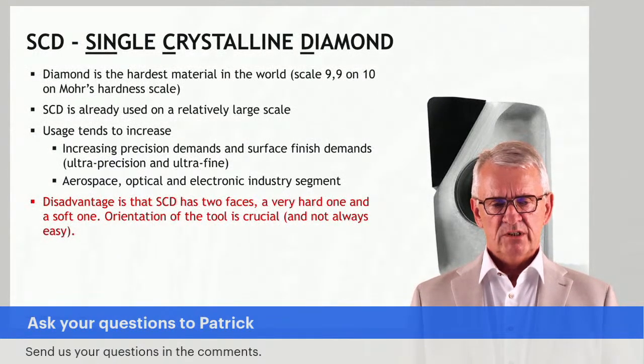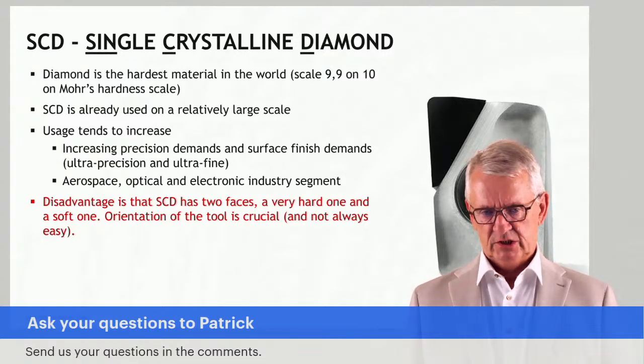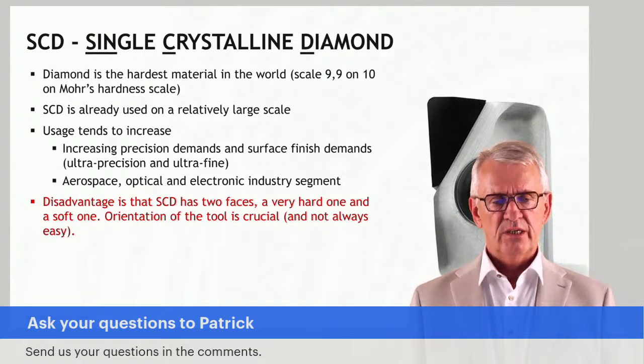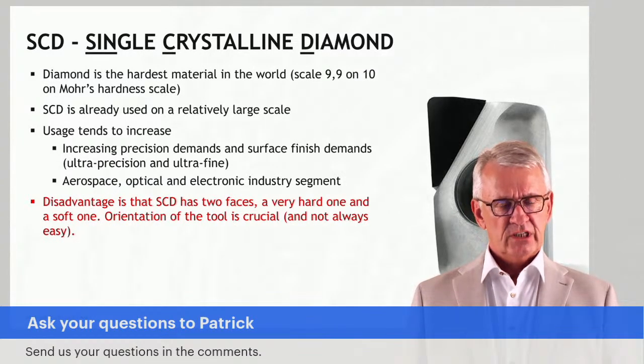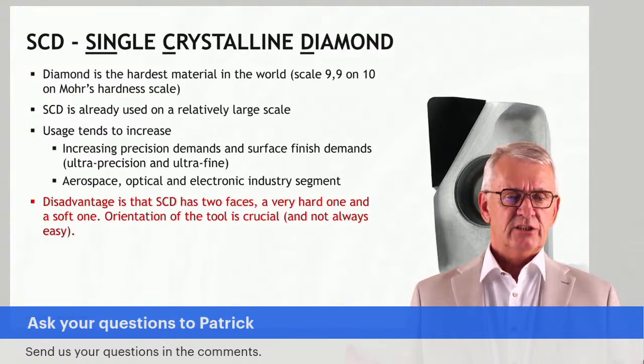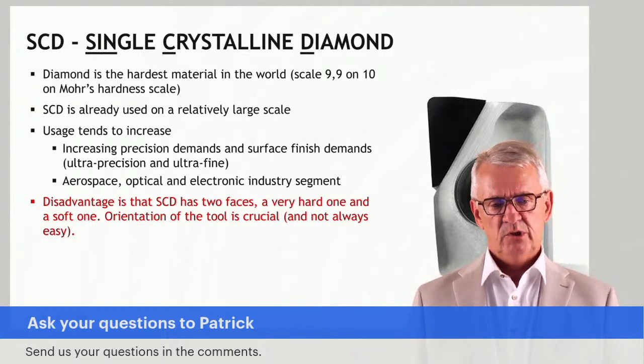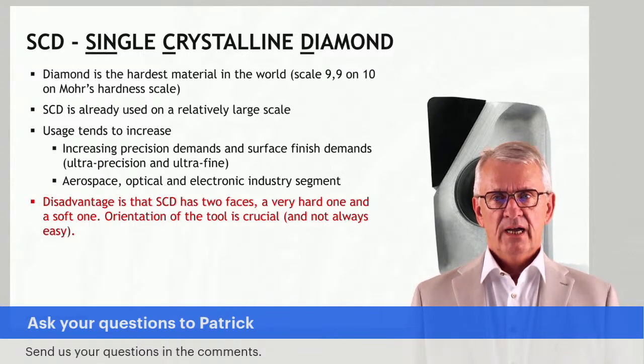Now, let me start with the natural diamond, also called the single crystalline diamond. It's the hardest material in the world, although wurtzite is challenging that, but leave that in the middle, whether that is correct or not. It's used as a cutting material. People do not really realize that. Not especially in metal machining, but in other applications. Cutting glass, for instance, we use SCD materials as an example. And it shows a tendency to be used more and more.